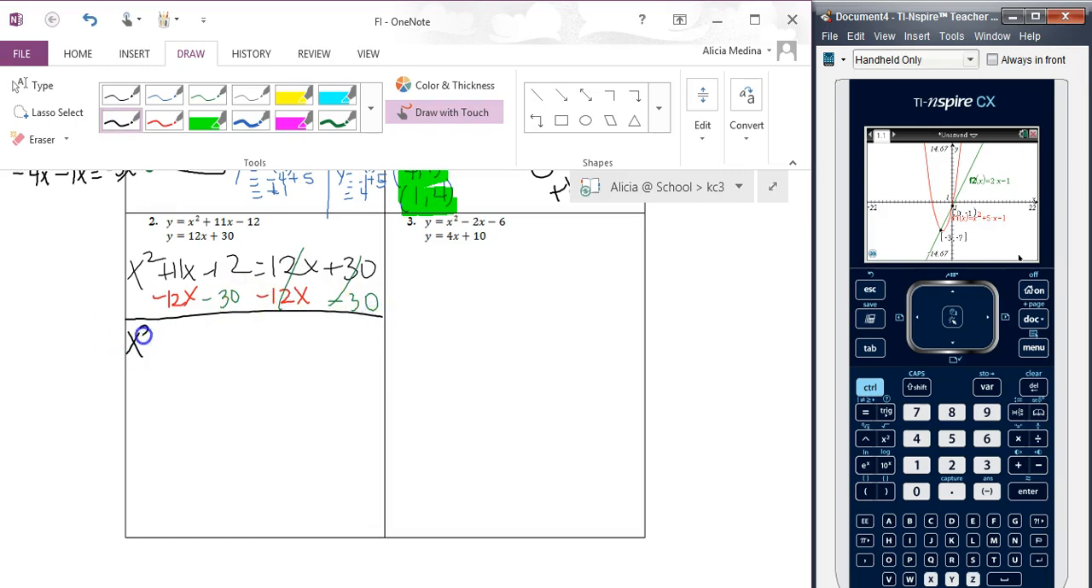I'm going to have x squared. Positive 11x minus 12x is a negative 1x. Negative 12 and a negative 30 is a negative 42. Equals 0 now.